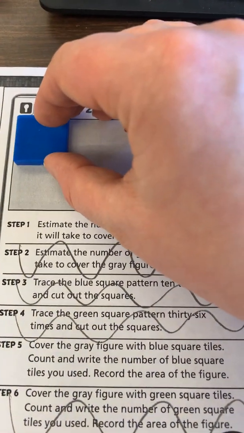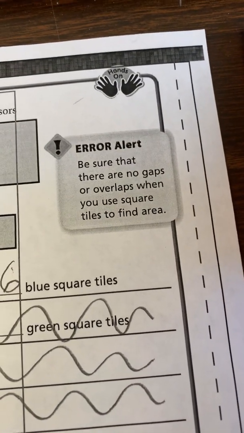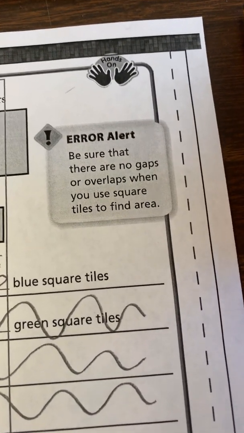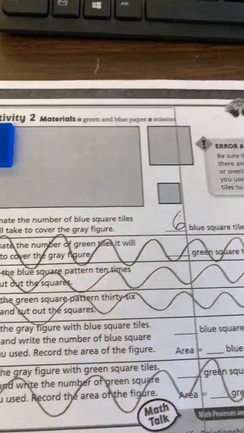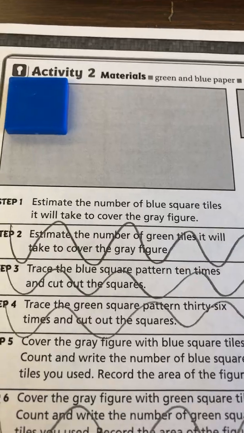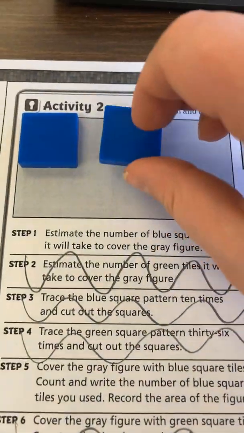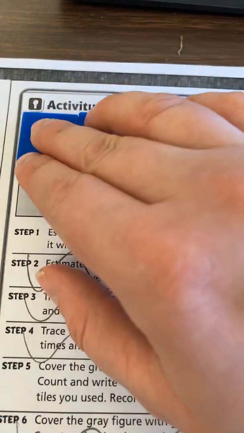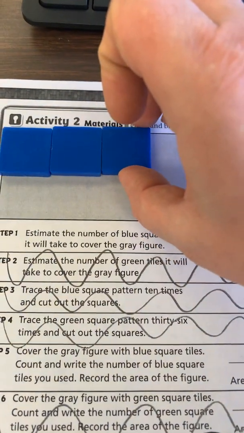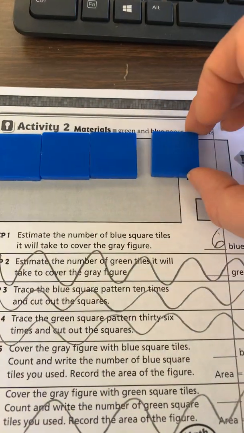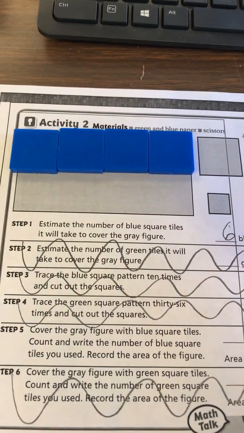Okay, so remember, error alert. Be sure that there are no gaps or overlaps when you use square tiles to find area. So remember, just like in our last activity, when we're finding area, we cannot have any overlaps and we cannot have any gaps. So that's 1, 2 tiles, 3, 4. So far we're doing good. They're fitting in perfectly with no overlaps.